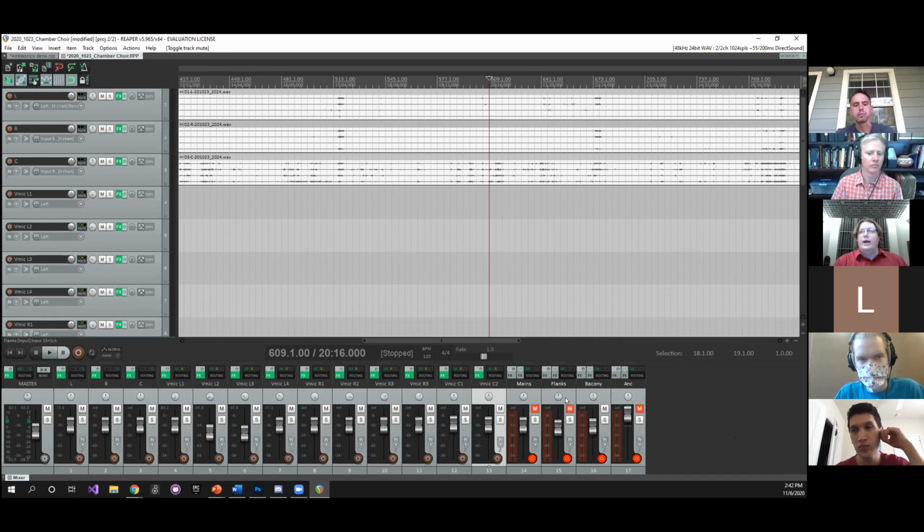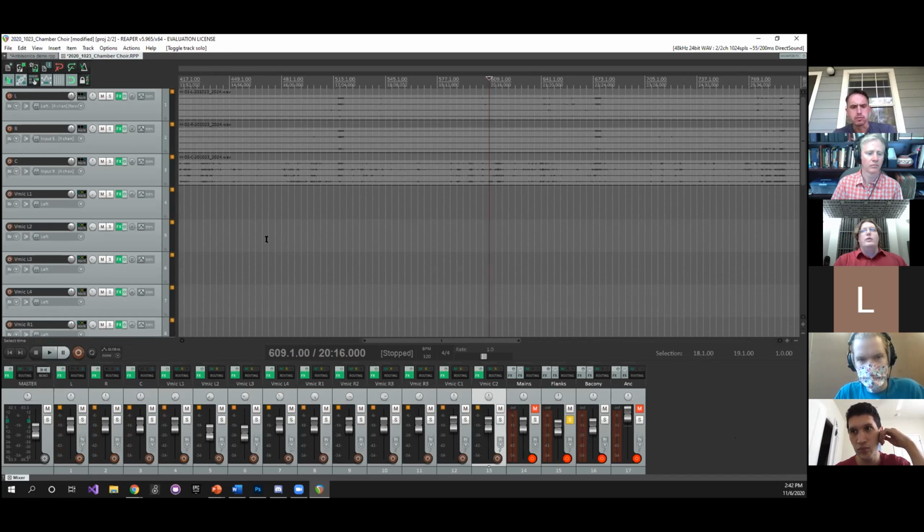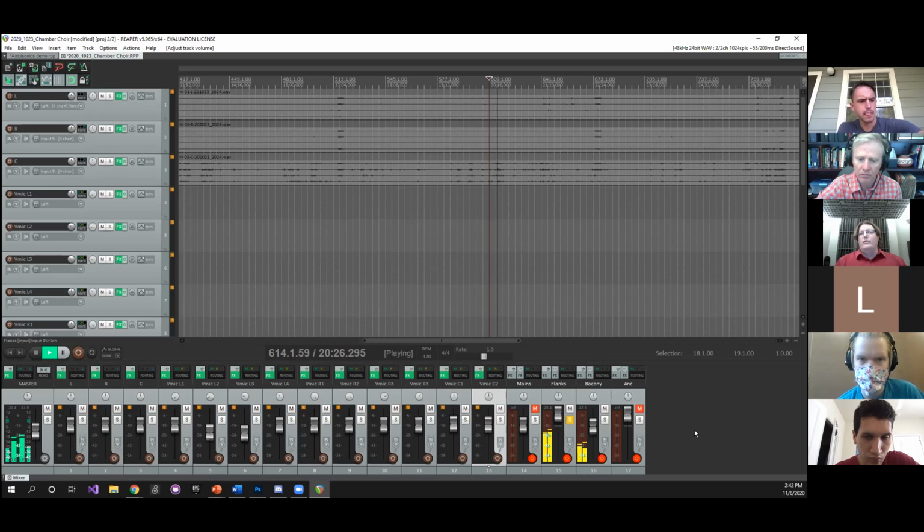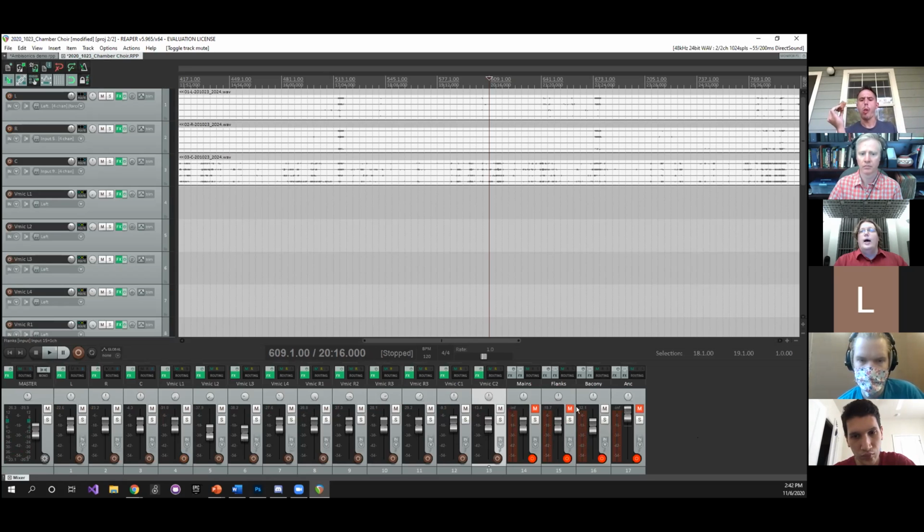So if I come over here and I grab these Omni flanks, the Omni flanks are the pair of microphones that are hung over the stage where we would normally record the choir from. Which isn't a bad sound. We're missing a lot though. This is just the ambisonic array.